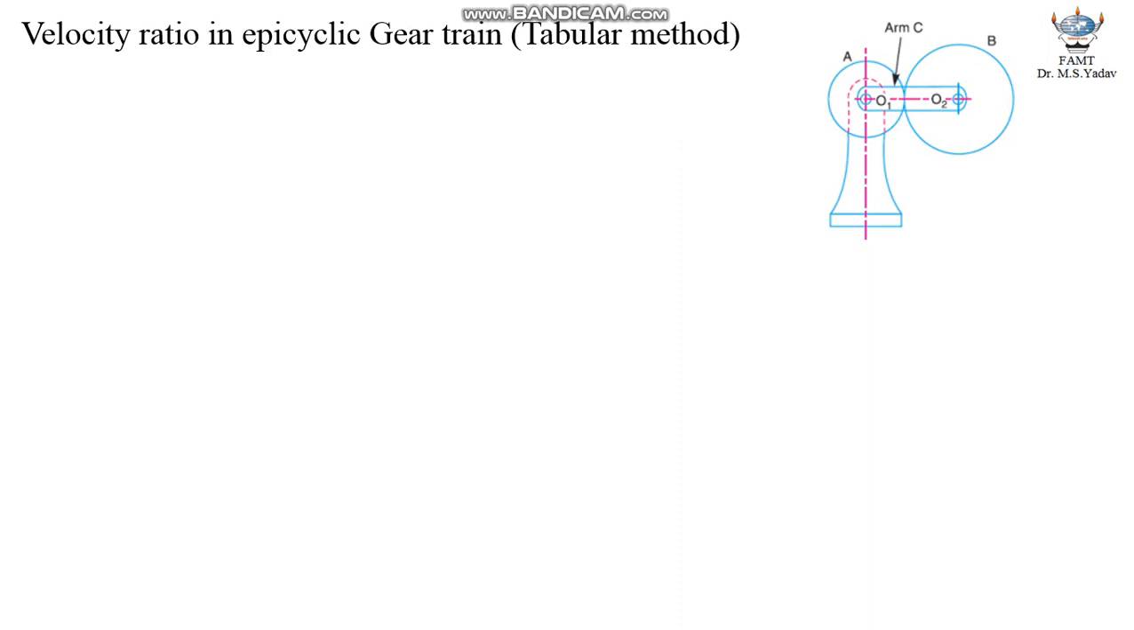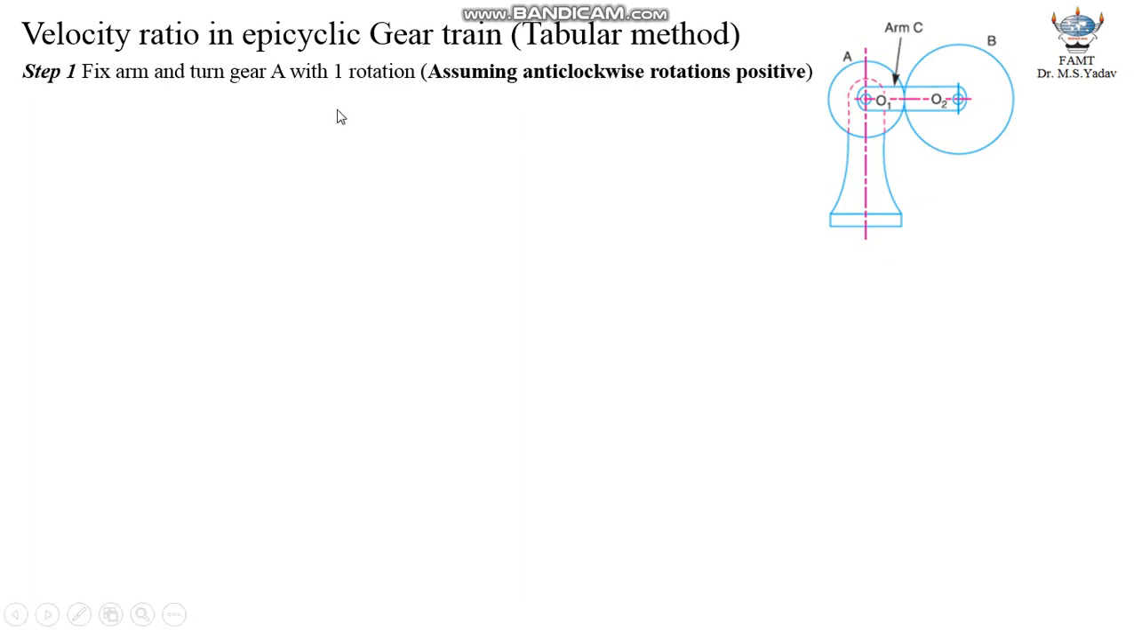An epicyclic gear train with gears A and B and arm is shown here. We will be using three steps. The first one, arm is fixed and gear A is turned with one rotation in anti-clockwise direction. Anti-clockwise rotations are assumed to be positive and clockwise rotations are assumed as negative.